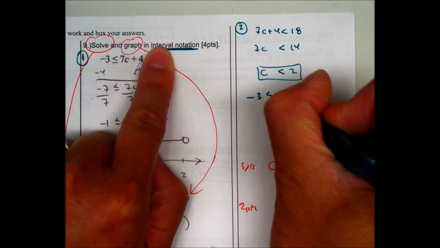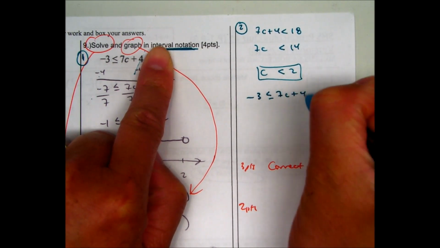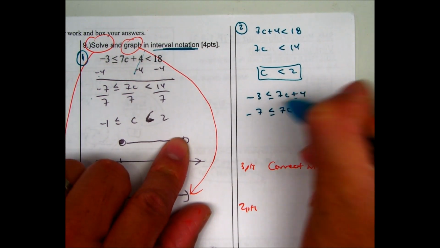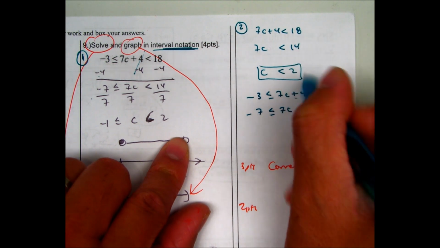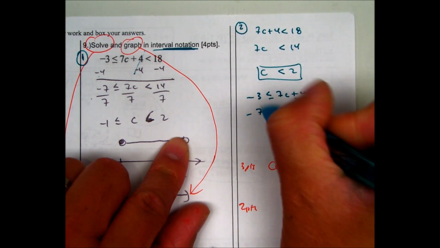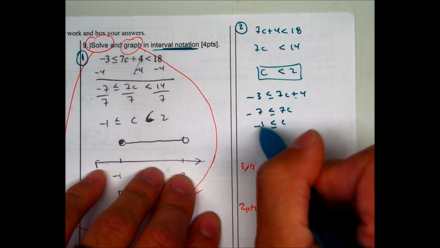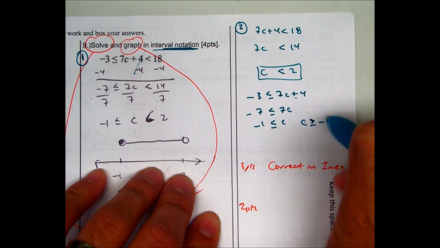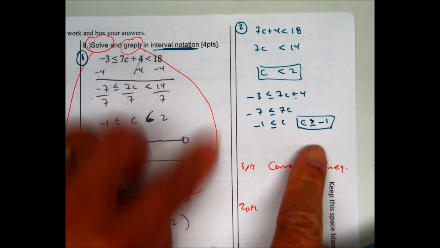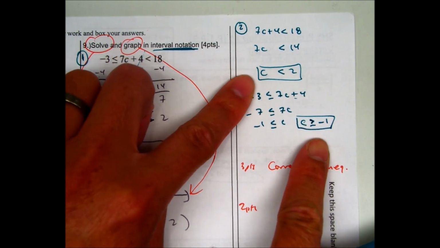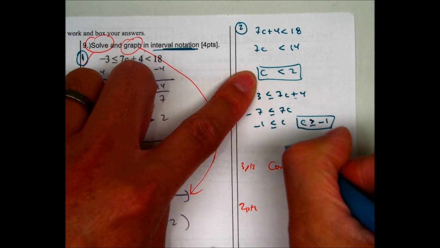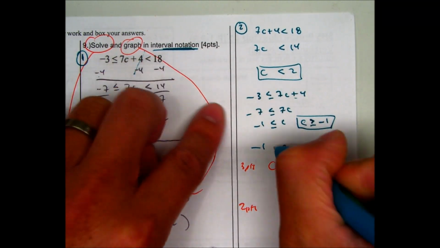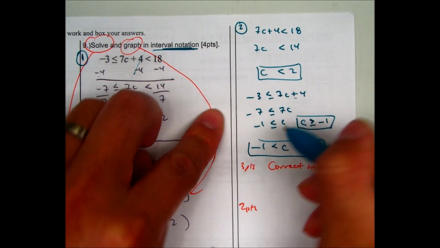Negative 3 less than or equal to 7c plus 4. Subtract 4 from both sides. You'll have negative 7 divided by 7, negative 1. If you want to flip it, you can. So it says c is greater than or equal to negative 1. And then if you ever want to put that back together for some reason, you can. So I have c in the middle, smaller number on the left, bigger number on the right. Follow the inequality, pointing towards the negative 1. This is what it looks like.